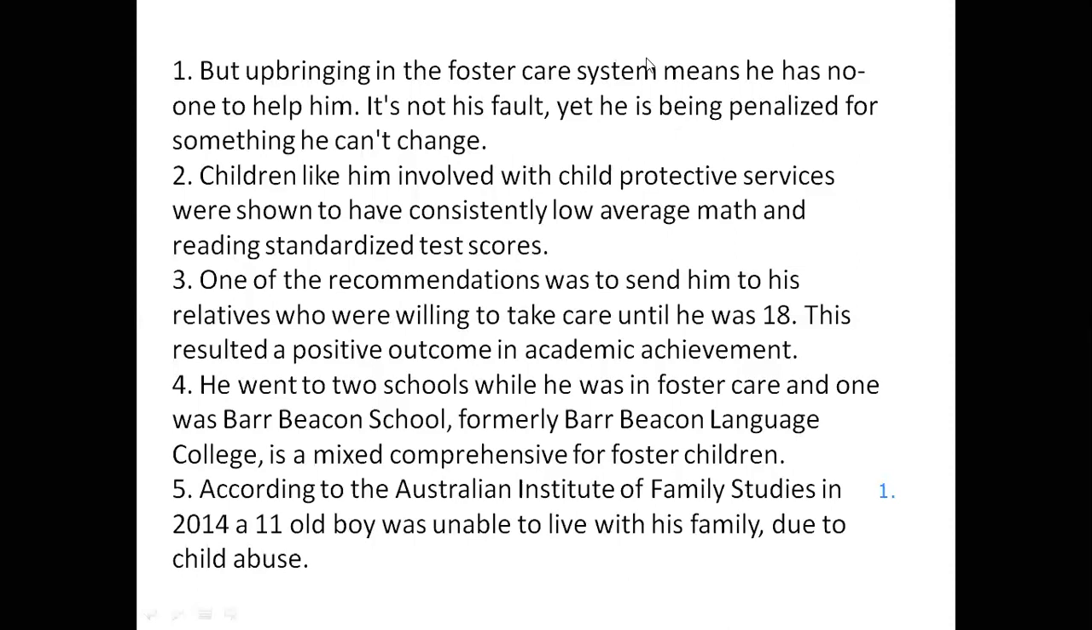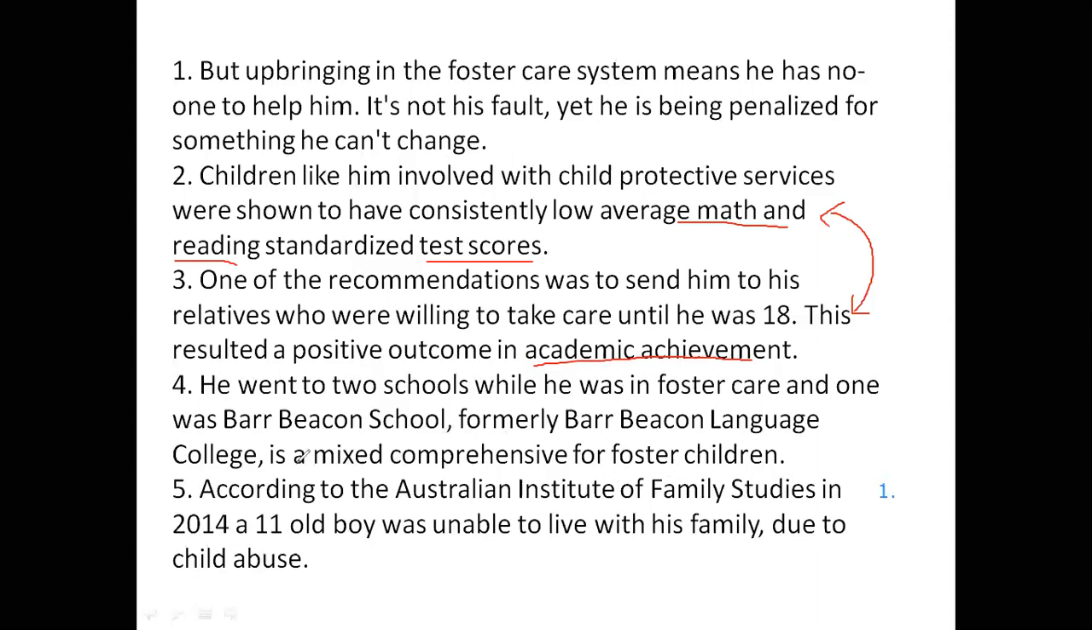So here, if you noticed, we found a connection, academic achievement, and here we were talking about how his math and reading have low test scores, which is basically academics. So this is a connection, like maybe they introduced a problem here that his score is low, and then they recommended something and we found a connection. Now let's look at the rest of the sentences as well. "He went to school while he was in foster care, and one was Bar Beacon School, formerly Bar Beacon Language College, is a mixed comprehensive for foster children."